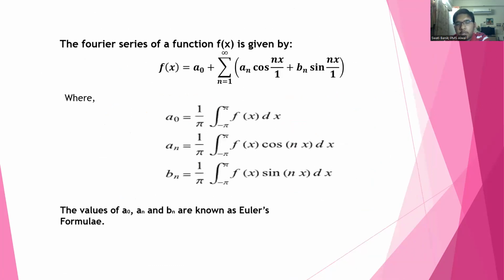The Fourier series of a function f(x) is given by f(x) = a0 + summation from n = 1 to infinity of (an cos nx + bn sin nx), where a0 = (1/pi) integral from -pi to pi of f(x) dx, an = (1/pi) integral from -pi to pi of f(x) cos nx dx, and bn = (1/pi) integral from -pi to pi of f(x) sin nx dx. The values of a0, an, and bn are known as Euler's formulae.